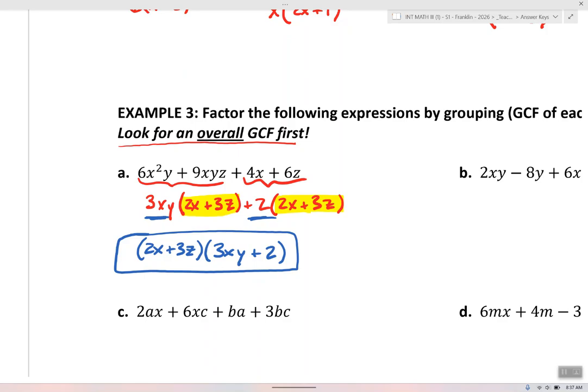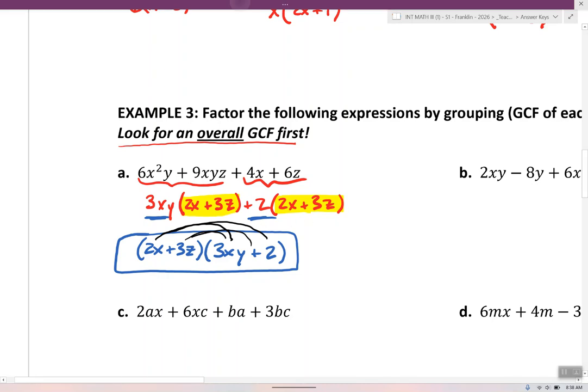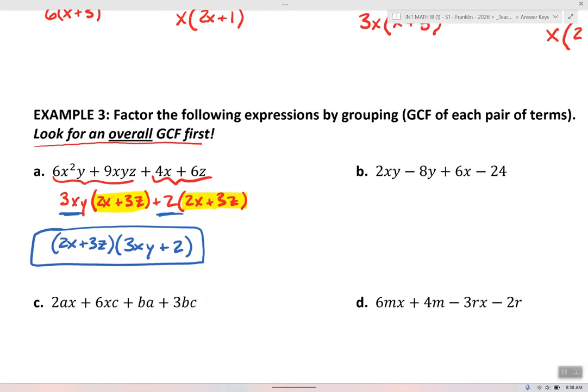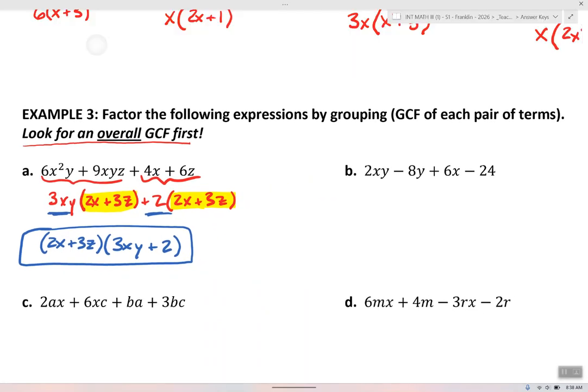So it really is just reversing the distributive property. If I were to multiply this expression back together, I would do 2x times 3xy and 2x times 2, and then I'd multiply it like this. And I would end up with this same middle step before I combine like terms and get the original one. So we are just reversing the distributive property. It just seems like a complicated process.